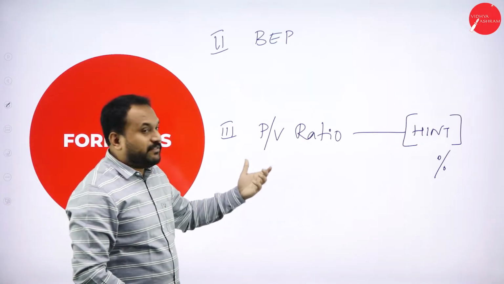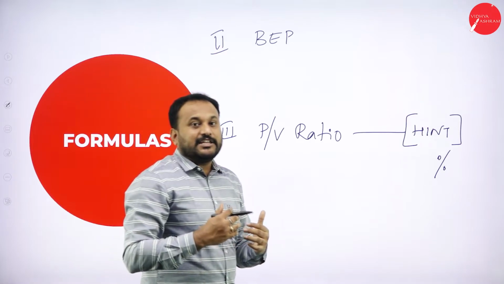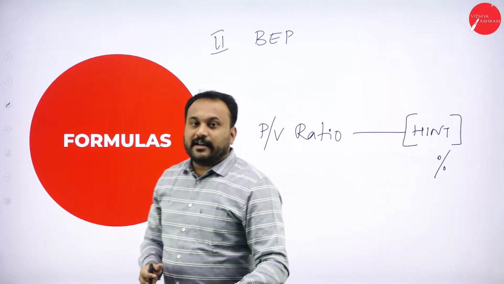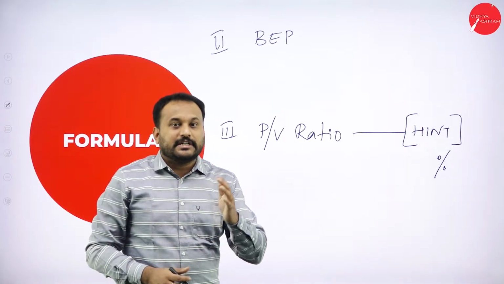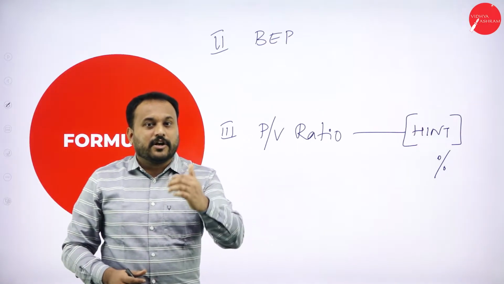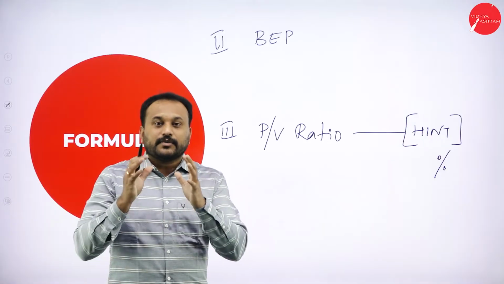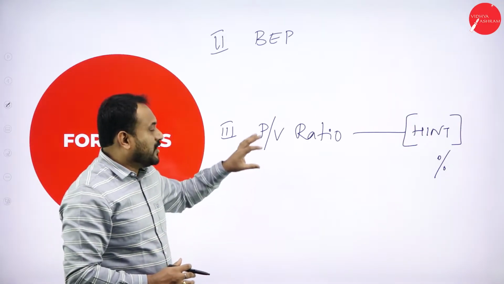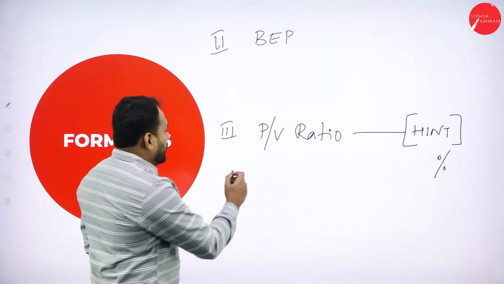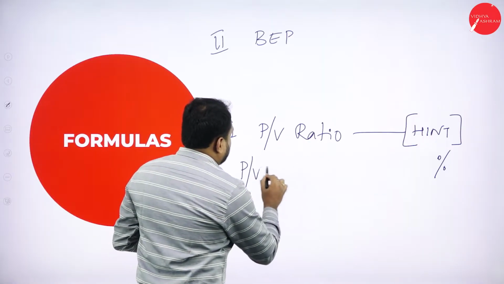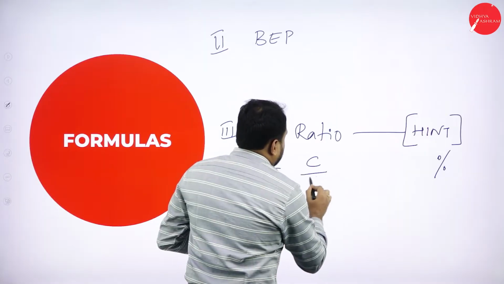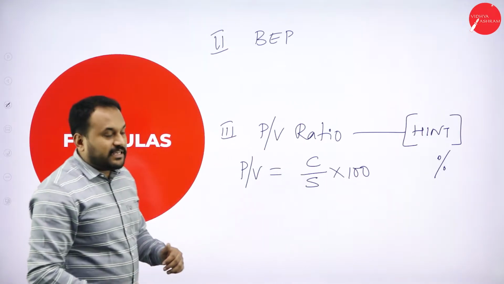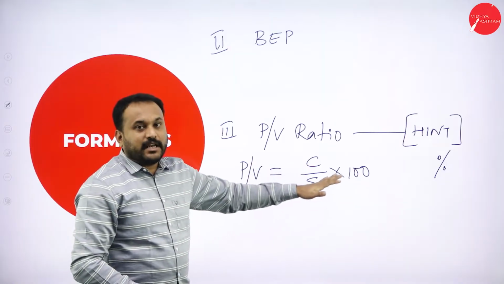Now, what is this PV? That means there is a relationship. What relationship are we talking about? We are talking about the relationship between contribution and sales. To know the relationship of contribution and sales, we have something called the PV ratio. So what is PV? PV is equal to C by S into 100.